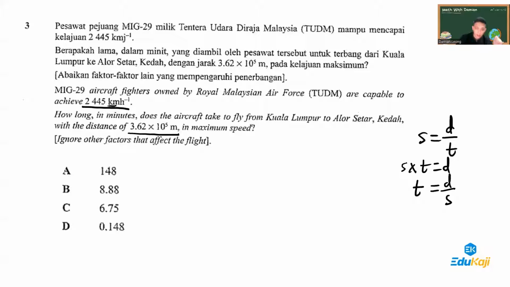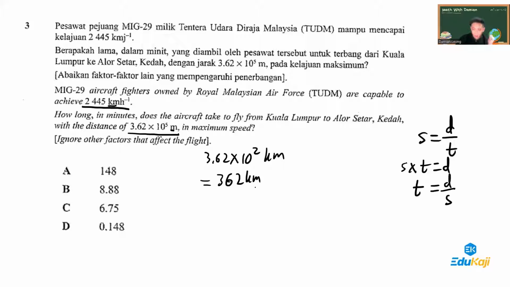This is km. This is meters. I have to change the meters to kilometers first. So to change meters to kilometers, I have to divide by 1,000. So I divide by 1,000 here, means divide 10 to the power 3. So left with 10 to the power 2. It is 3.62 times 10 to the power 2 km, which means 362 km.